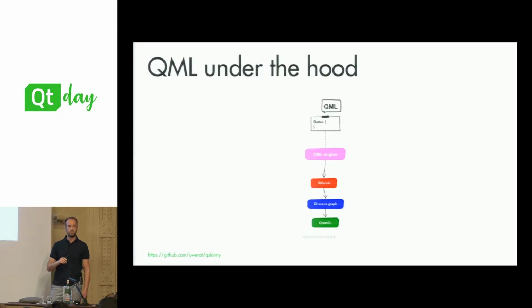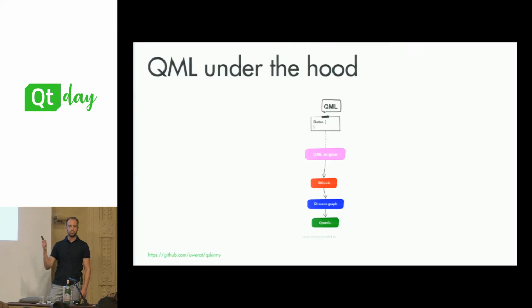And QtQuick sits on top of the Qt scene graph. That's the thing that I asked about earlier. So what is the scene graph? It's a directed graph, a data structure that makes it efficient to use hardware acceleration for your code.